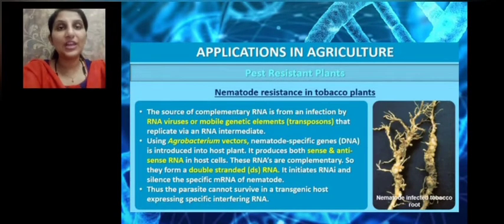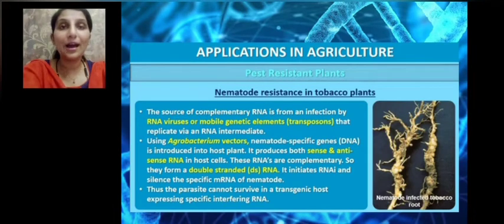And this gene of interest which has been introduced into the host plant undergoes transcription to produce both sense and antisense RNA. Sense RNA and antisense RNA. And when the nematode comes and attacks this plant, in order to survive, it has to produce its own proteins. So a specific gene undergoes transcription to produce an mRNA. And only if this mRNA is translated, it will produce a protein which helps the nematode to survive as a pathogen in the tobacco plant.